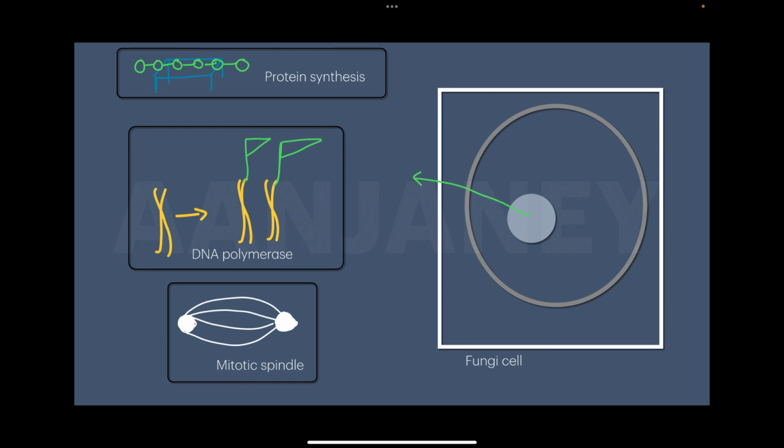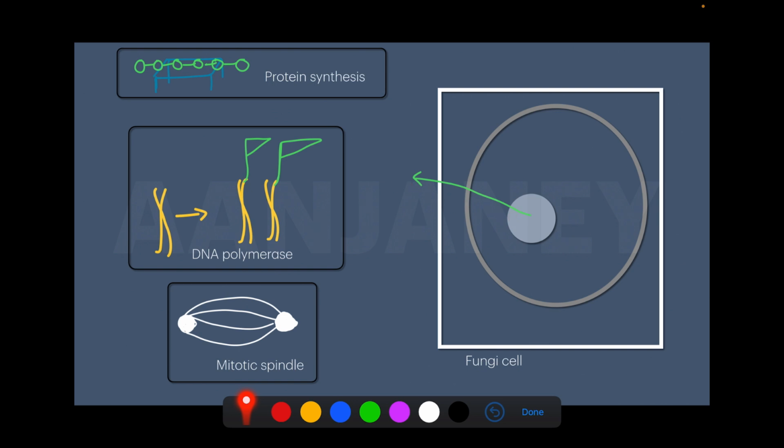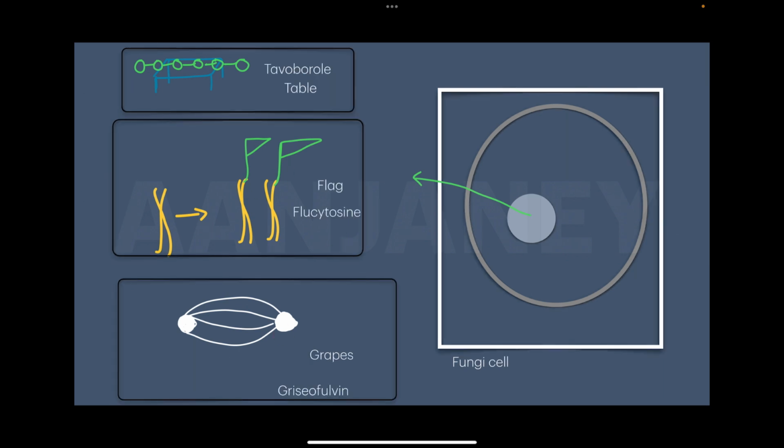Okay, so there were cell wall and cell membrane synthesis inhibitors. Inside the nucleus, a lot of processes are going on, like protein synthesis, DNA polymerase doing its replication job, and mitotic spindles helping out in cell division. So we are inhibiting all these processes with the help of drugs. So let's see which are the drugs.